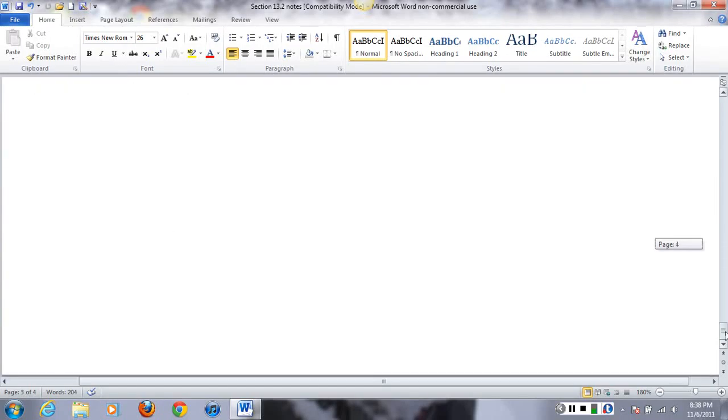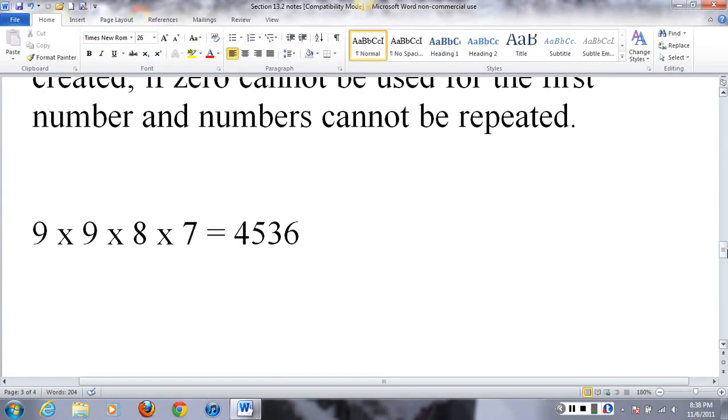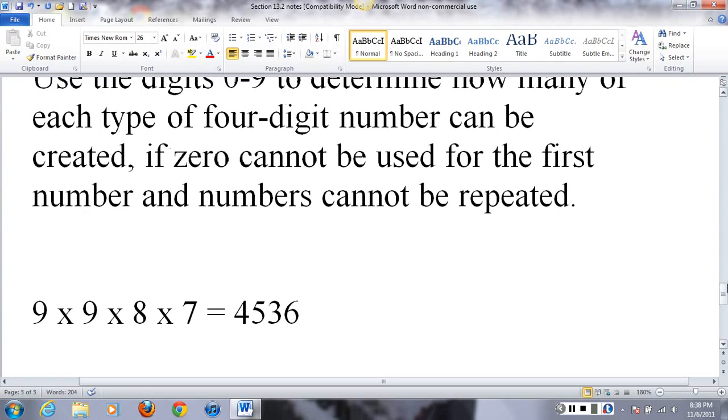This sums up section 13.2. This is the fundamental counting principle. Again, the basic concept is however many choices you have for a particular question, multiply them together, and that's your total number of possible outcomes.